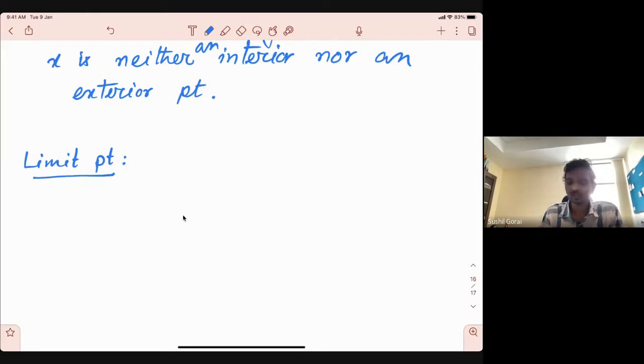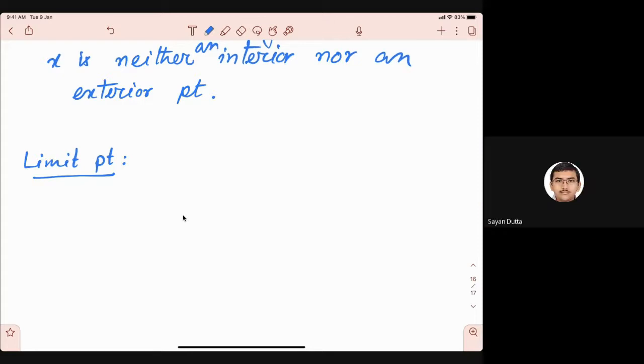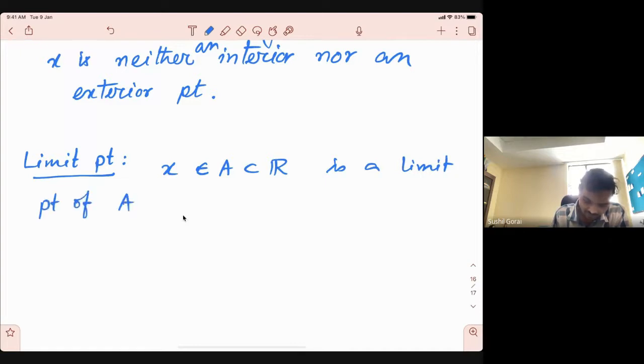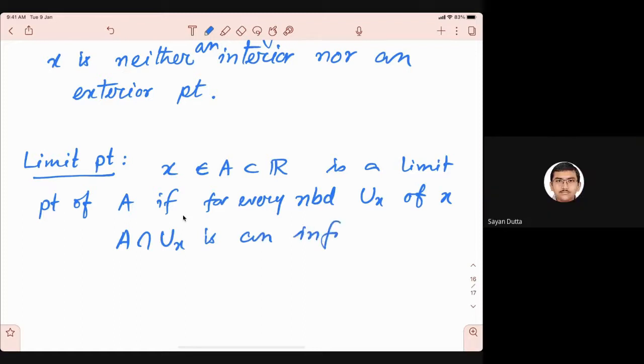Right. So can you say this is equivalent to saying that any neighborhood of the point small a, intersected with the set capital A, is an infinite set? Let me put it this way. If A is a subset of R, then x is a limit point of A if for every neighborhood Ux of x, A intersection Ux is an infinite set. Yes, we can say this.